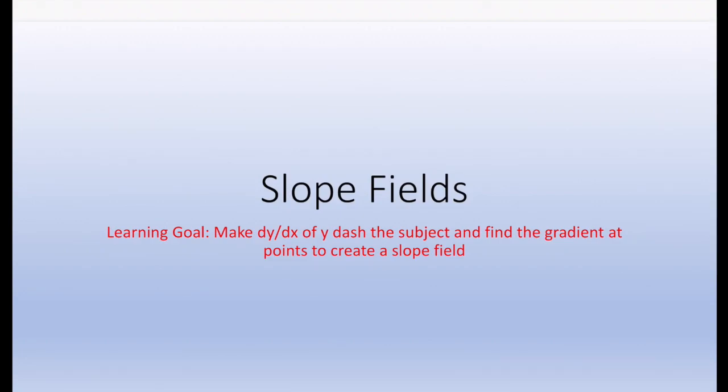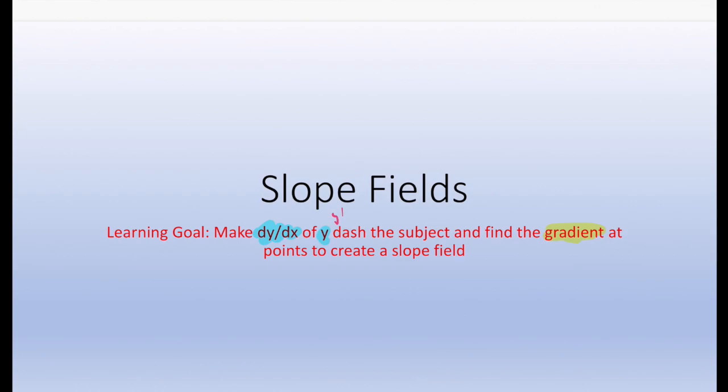This lesson is called slope fields, and essentially we need to find the gradient, or y dash. We need to use dy dx or y dash, which is just this, to find the subject and to find the gradient at points to create a slope field. Now, slope fields, I reckon we should call them gradient fields, but I don't get to choose the name. But essentially, we're looking at a gradient at certain values as well.